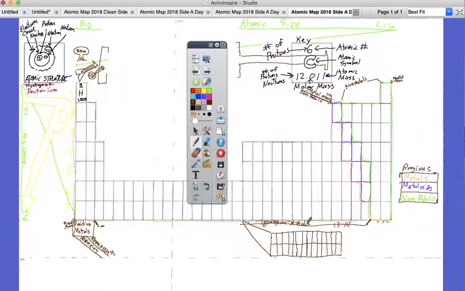So transition, T-R-A-N-S-I-T-I-O-N, transition metals, okay? And it's this whole big chunk of metals, okay? Now, we talked about two specific groups. We talked about the alkaline and the alkaline earth metals, right?